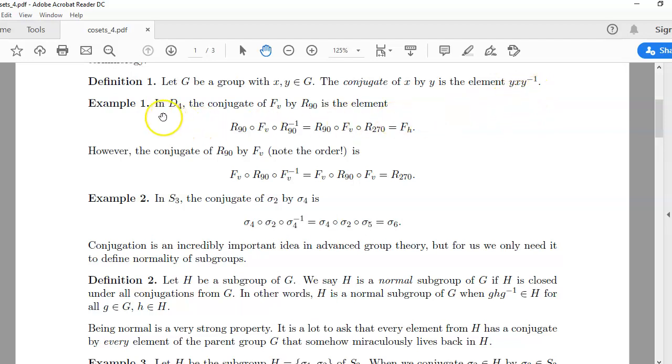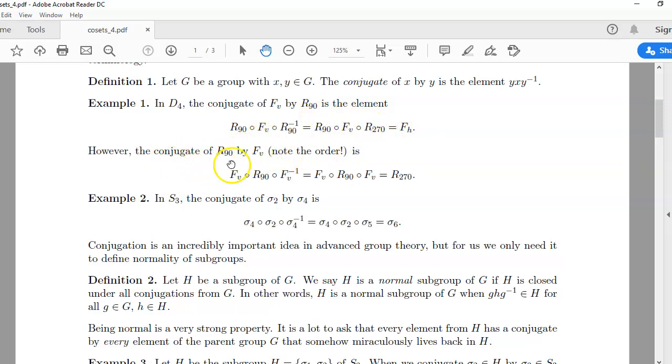Okay? So as an example, suppose you're in G being D4, the dihedral group of order 8. Then the conjugate of the vertical flip by R90 puts the vertical flip within R90 and R90 inverse, which is, of course, R90, FV, R270. If you just read the Cayley table and do the math, you get that this is the horizontal flip. So the conjugate of FV by R90 is FH.